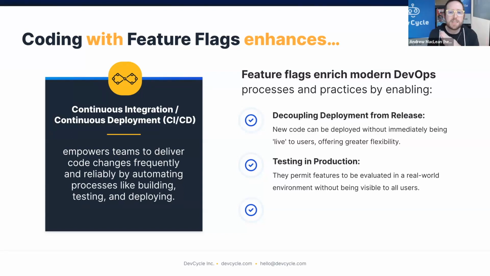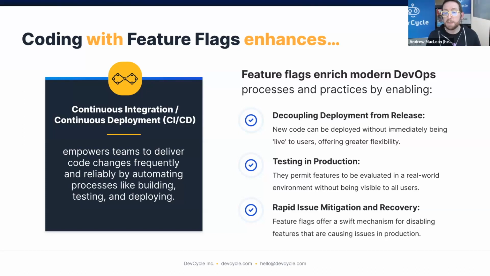The great thing is with feature flags, you're actually able to test in a real world environment without necessarily releasing this feature to all users. And what's better is that when you do end up having big issues that happen, you can actually really rapidly mitigate and recover from them. Because feature flags actually kind of serve as an emergency off switch in your code for new features.